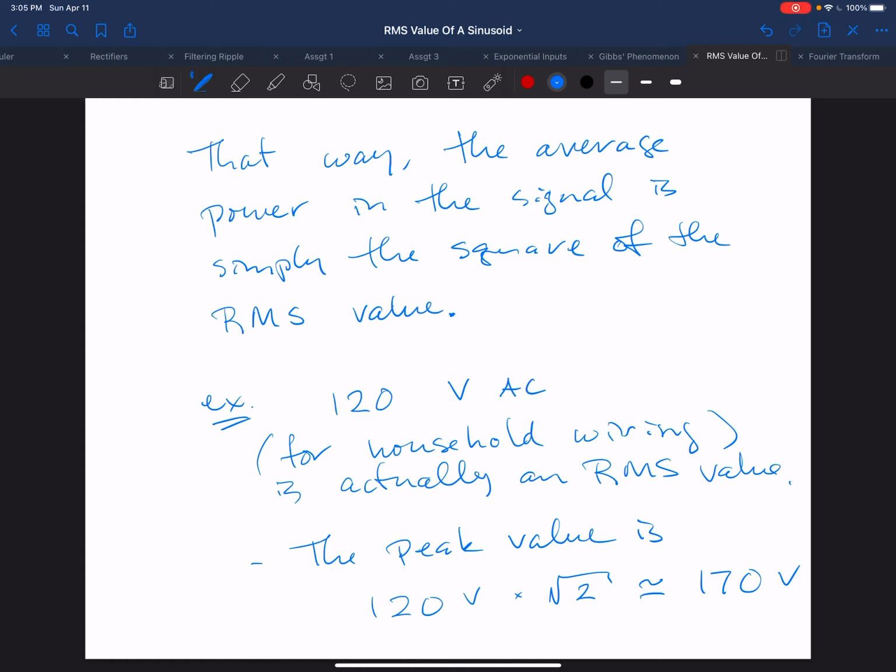So if you were to connect a great big resistor, say, to the household supply, the power dissipated by that resistor would be 120 volts squared divided by the resistance in ohms. You wouldn't have to worry about that factor of 1/2 because the sinusoidal voltage has already been expressed as a root mean square value.